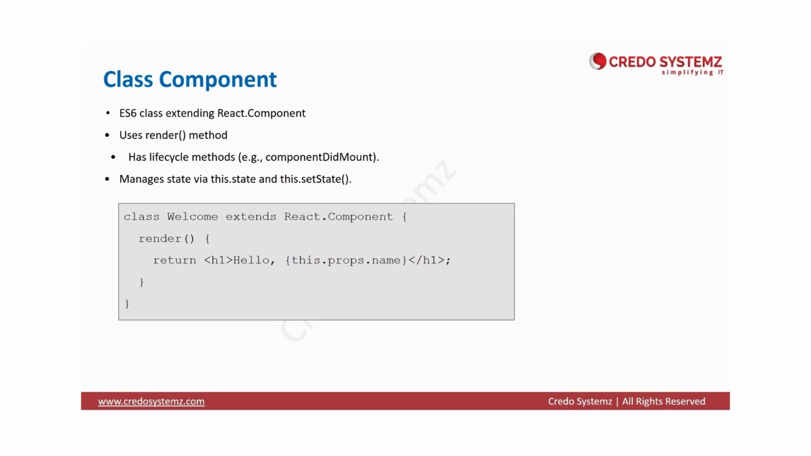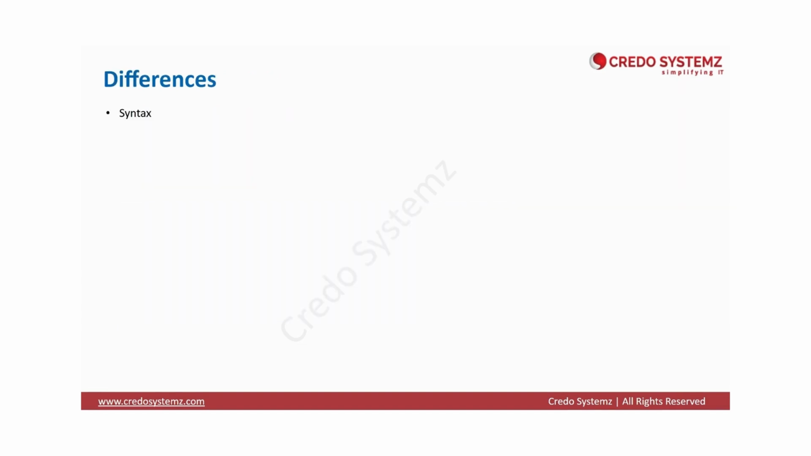Next, what are all the differences? Of course, we must know the differences so that you will know when to use which component. First thing is syntax. Of course, a function component is just a function, and a class component is a class. So that is the difference in syntax. Next is how each component handles state. Here, a class component uses this.state, and a function component uses useState. Next is lifecycle methods. Of course, lifecycle methods are available only for class components, not for function components.